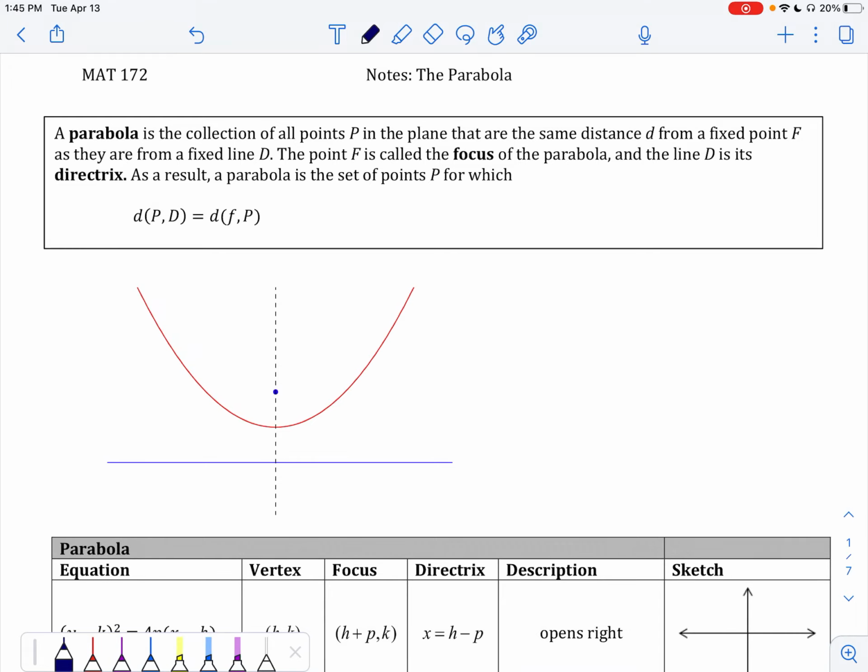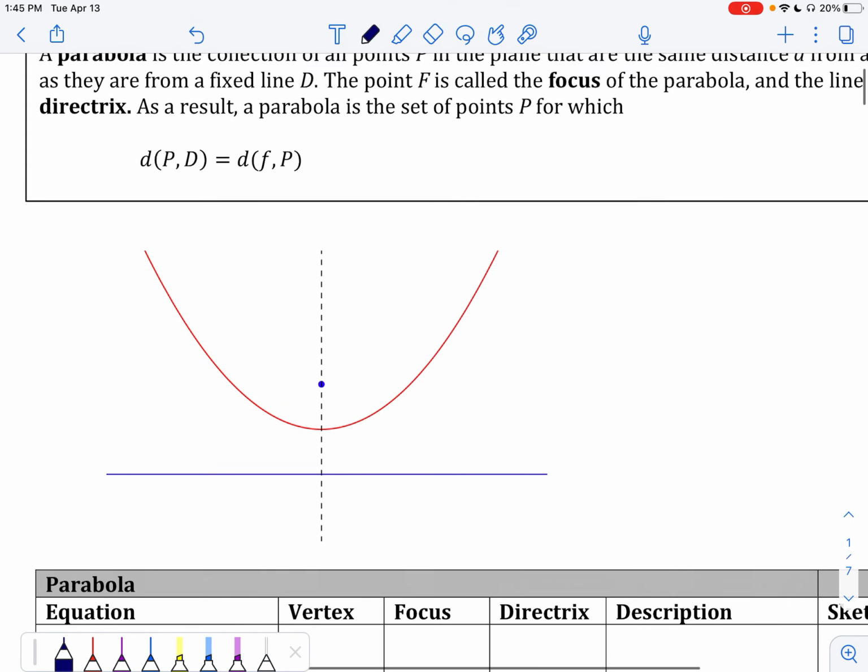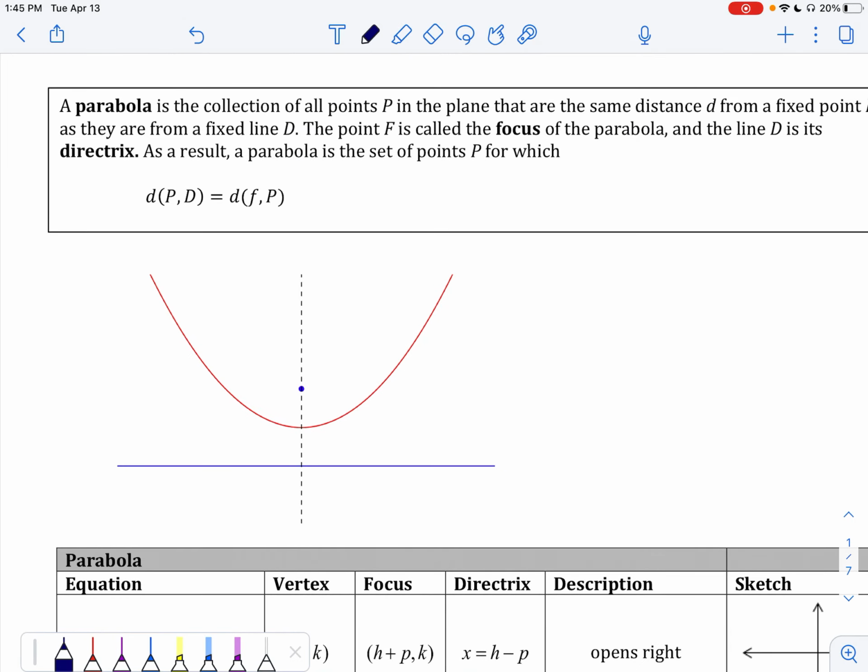Hi guys. So in this video, we're going to keep going with more of our conics, and we're going to take a look at the parabola. Okay, so this is a shape that you are all familiar with, right? You've studied parabolas before, but we're going to look at it a little bit differently in this class than you probably have in the past.